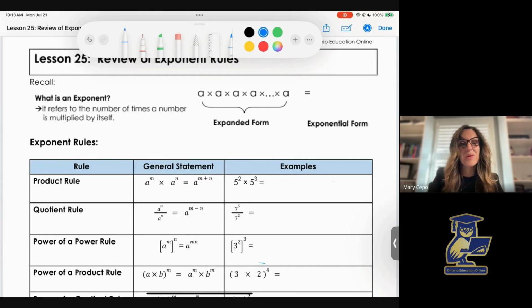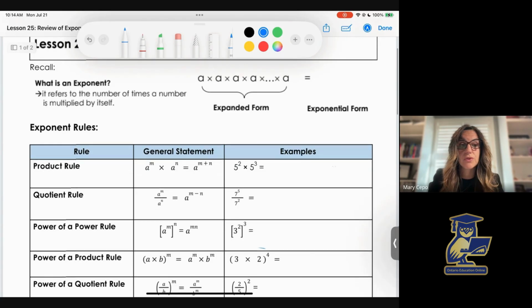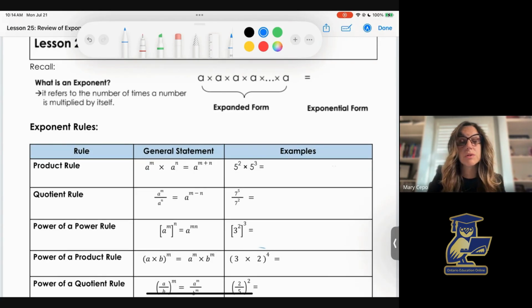In this lesson, we will explore the fundamental rules of exponents and apply them to simplify expressions. So before we can start looking at the exponent rules, we want to remind ourselves, what is an exponent? An exponent refers to the number of times a number is multiplied by itself. So we see here expanded form, a is being multiplied by itself many times.